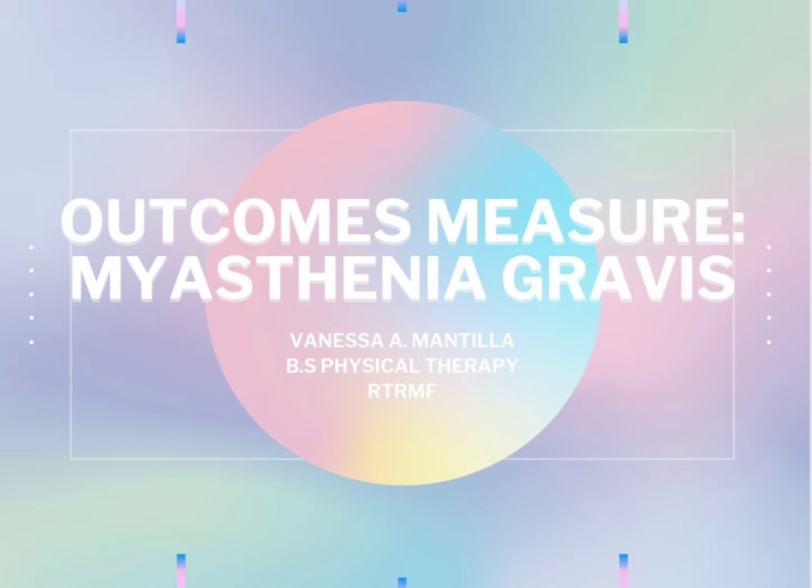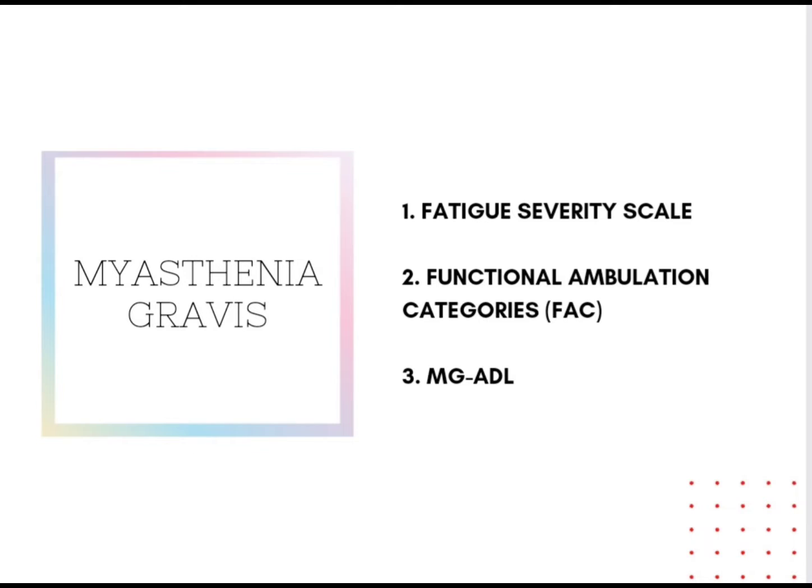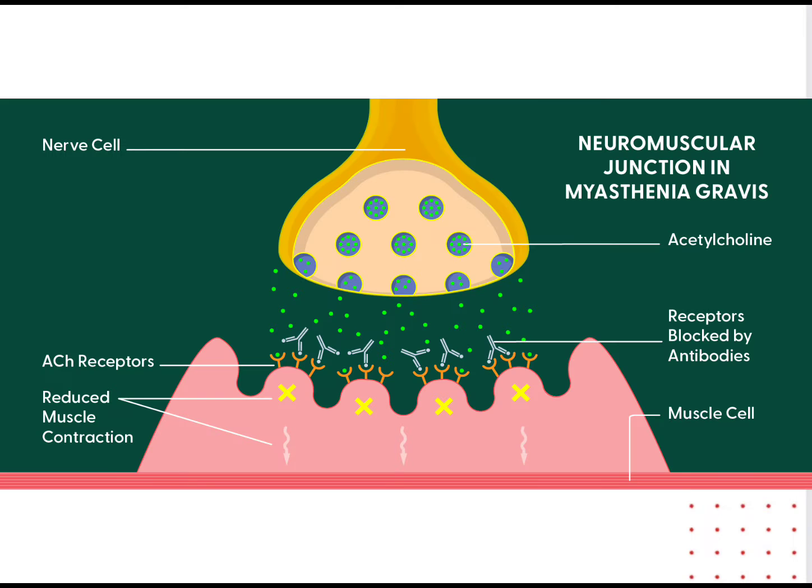Today, we're going to be talking about the 3 outcome measures most commonly used for individuals with myasthenia gravis. These outcome measures include the fatigue severity scale, functional ambulation categories, and the myasthenia gravis activities of daily living. To start with, myasthenia gravis is characterized by weakness and rapid fatigue of any muscles under your voluntary control. It's caused by a breakdown in normal communication between nerves and your muscles.